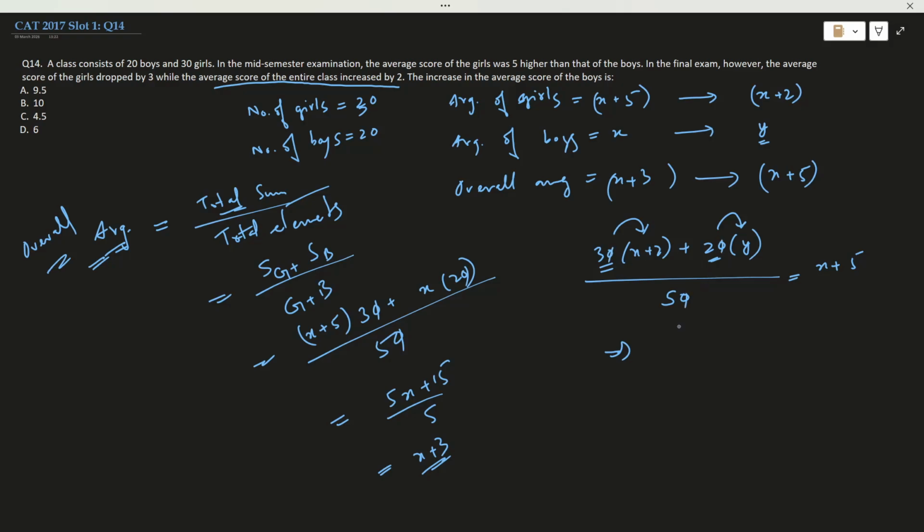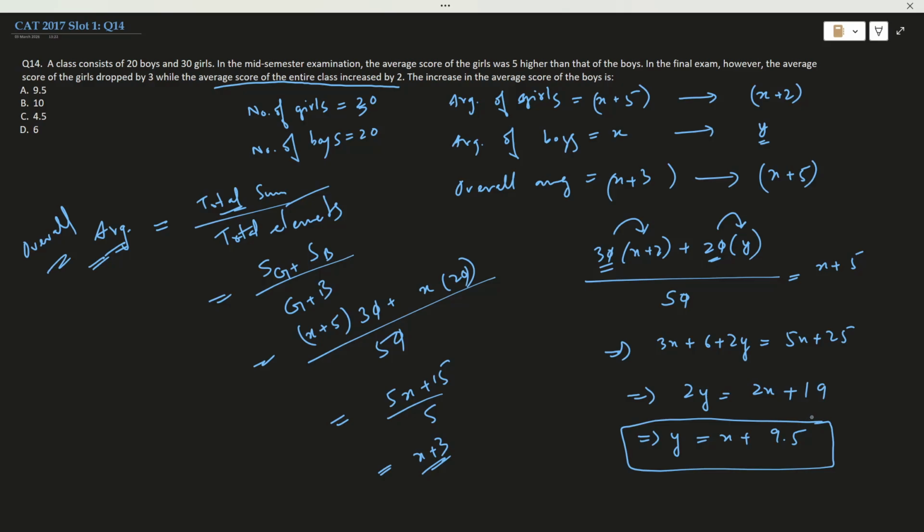The 10 gets cancelled. I will have 3x plus 6 plus 2y is equal to 5x plus 25. So I can say 2y is equal to 2x plus 19. Can I say this, guys? Am I doing any mistake? It's 6, right? Yeah. Therefore, what is y? y is basically x plus 9.5.